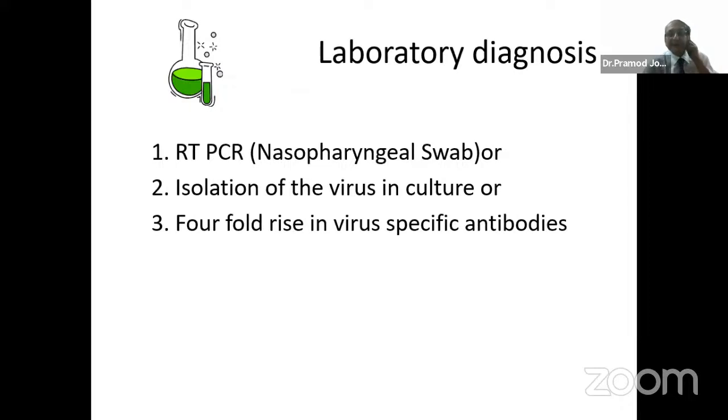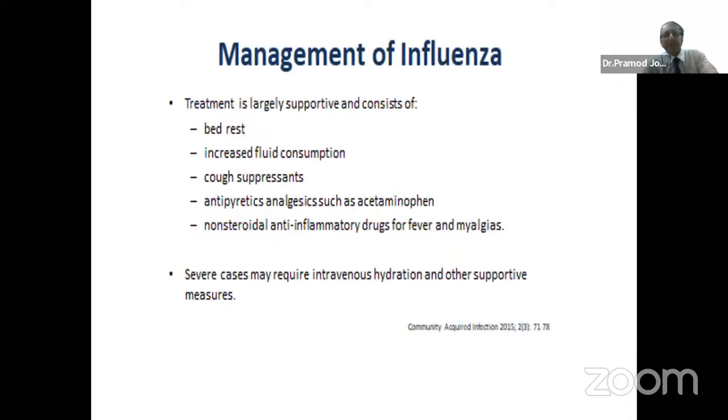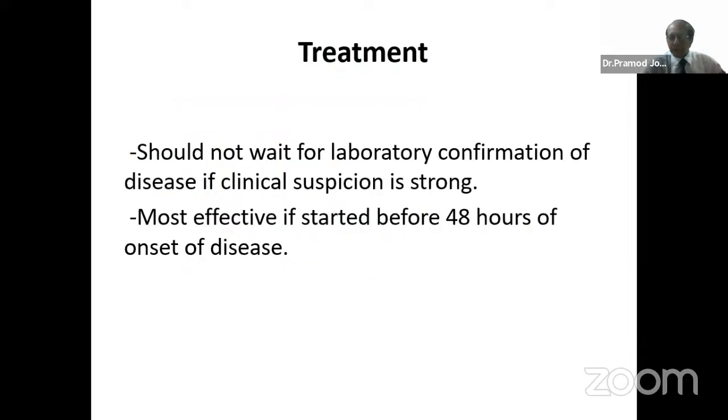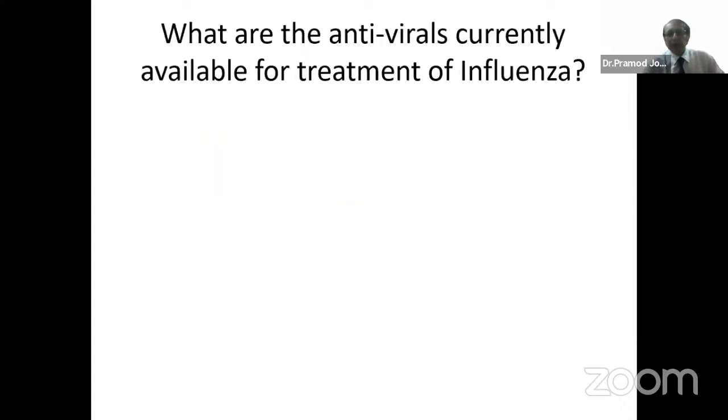So there are certain investigations like the RT-PCR, which is done on the nasopharyngeal swab, or isolation of the virus in the culture, or fourfold rise in the antibodies. However, we usually resort to the RT-PCR, and then depending on the category, we manage the case of influenza in the earlier phases by giving them bed rest and giving them increased fluids and cough suppressants and antipyretics. And whenever you have a strong suspicion in an epidemic setting about influenza, then one should not wait for laboratory confirmation, and oseltamivir should be started before 48 hours of onset of the disease.